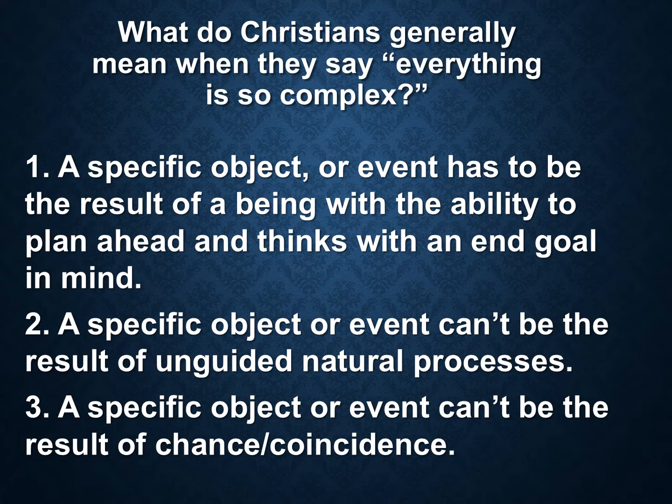I think most of the time what we're trying to say is that there's a specific object or event that they look at and they say, this looks like the result of a mind that planned ahead and had an end goal in mind, such as the universe or something in the world around us. It looks like it was a result of planning. It didn't happen by chance. Of course, chance isn't a cause. And it looks like it couldn't have been the result of unguided natural processes. That means that nature by itself, on its own, with no mind behind it, could not have come up with this. Couldn't have anticipated this and just done it on its own.